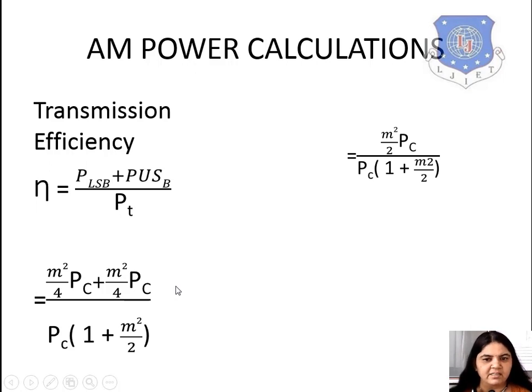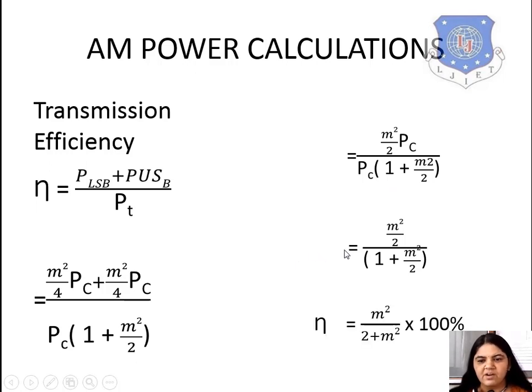So now m square by 4 plus m square by 4 is m square by 2, times PC, upon PC in bracket 1 plus m square by 2. PC is cancelled, so it is m square by 2 upon 1 plus m square by 2. Therefore, eta is equal to m square upon 2 plus m square. The transmission efficiency is multiplied by 100, so it is in percentage.